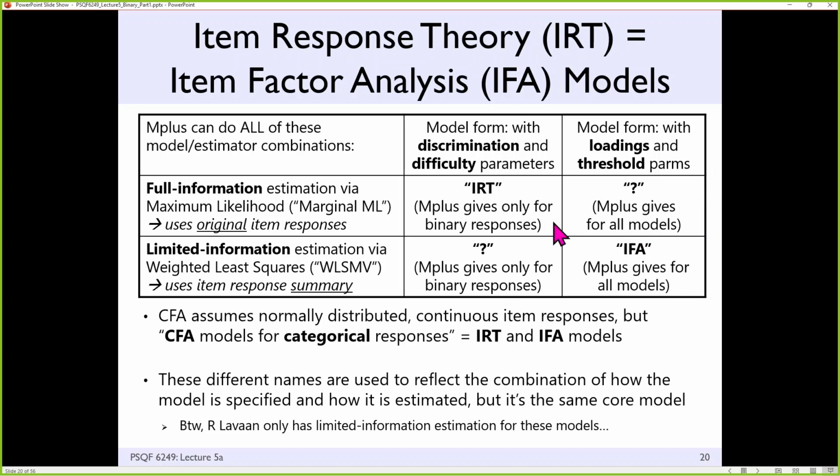You can do the other cells though. Like Mplus will do all 4 of these cells. And Mplus will give you either version of the model for binary data. Lavaan, by the way, only has the last row. It only has limited information for these models. So that's one of the reasons why we need Mplus for the rest of this class.